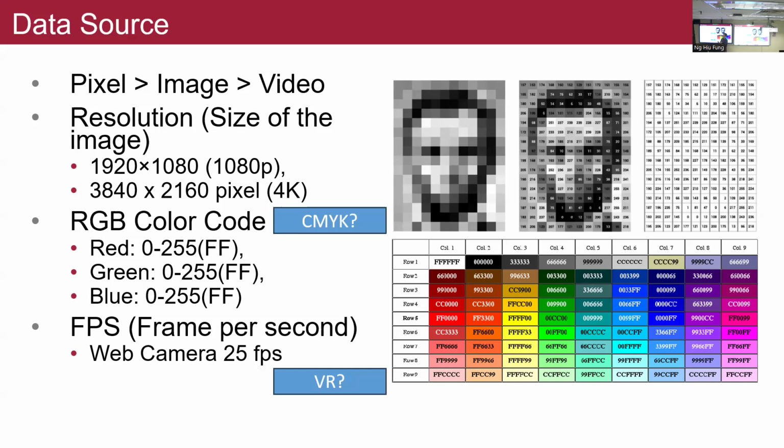Go to your Word, Excel, Photoshop, whatever. Just use the color mixer to work with this one. CMYK is for printing. So what's VR? VR is using something similar. The VR right now.